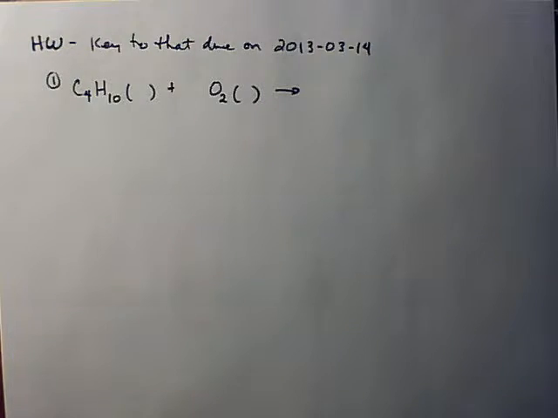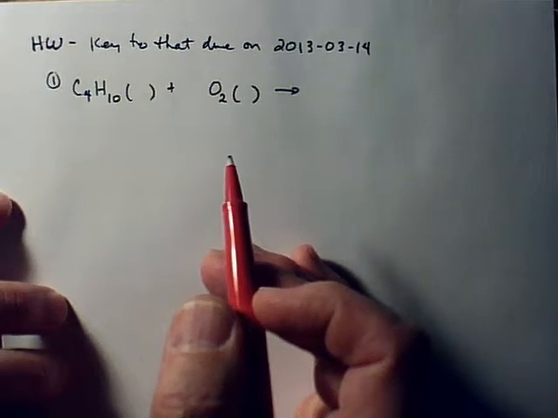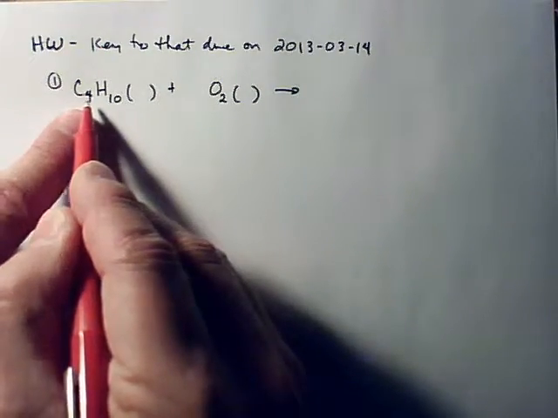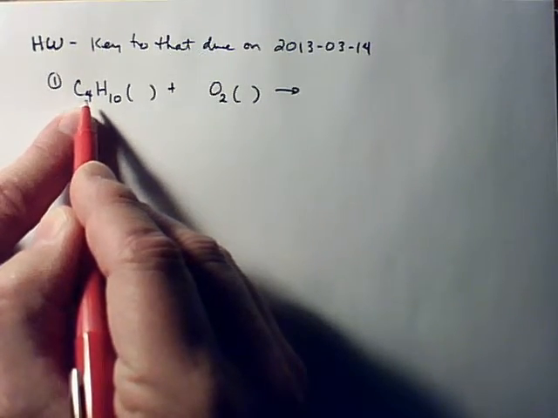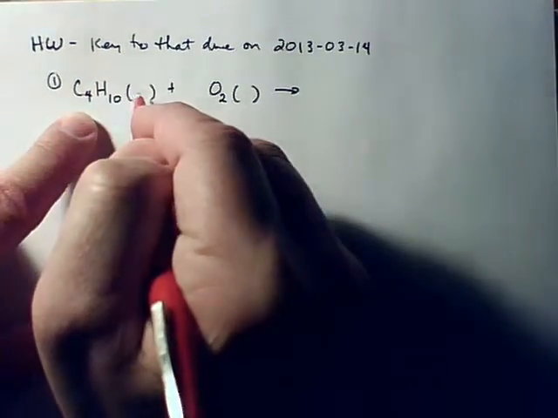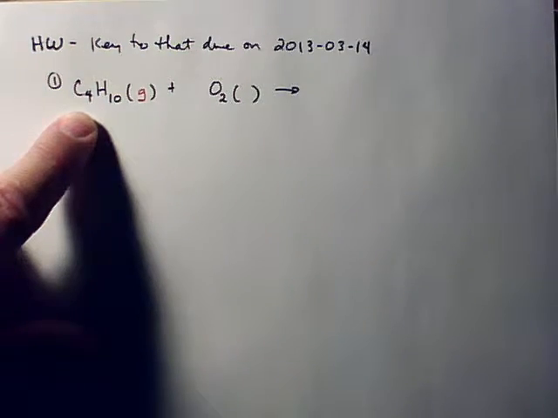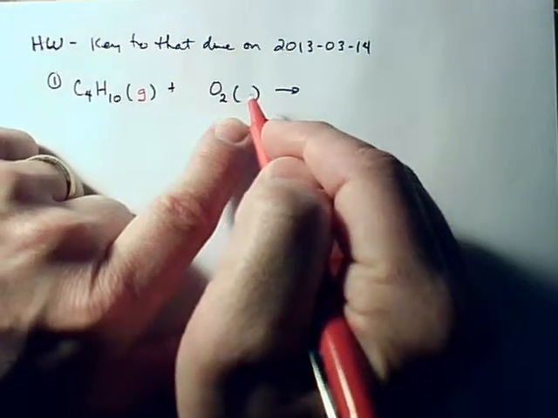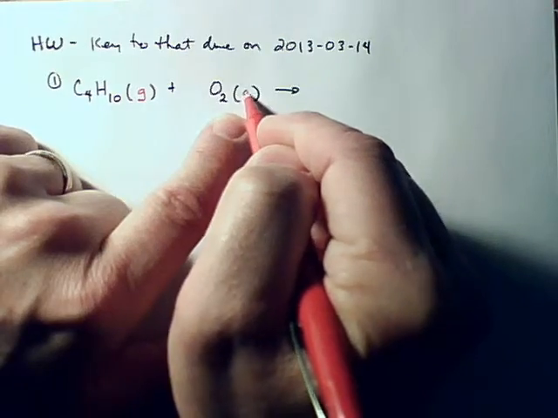All right, so this is the first homework problem you were assigned last night. This is what you were given. Now, what I told you yesterday in the notes is if this number, this subscript right next to the C, is less than 5, then this is going to be a gas. Okay? That was in your notes yesterday. Oxygen is always going to be atmospheric oxygen, O2, and that's always a gas.